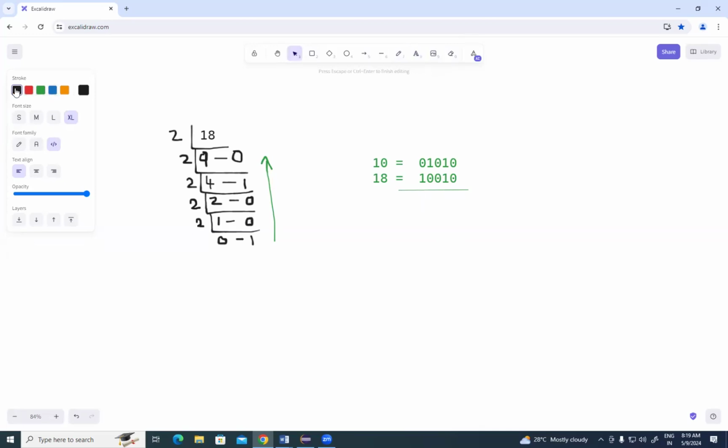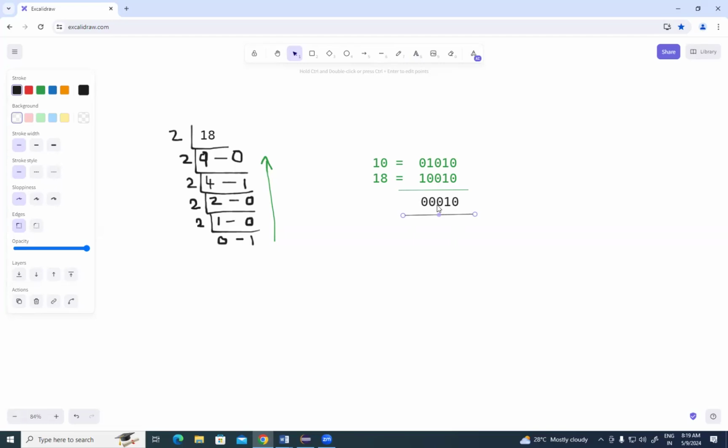1, 0, 0, 0, 0, 0, 1, 1, 0, 0. Am I clear? Yes. This is 2 power 0, and the next one on the left is 2 power 1. The remaining are all zeros. Of course, it may be 2 power 2, 2 power 3, 2 power 4, but 2 power 4 into 0 is 0.